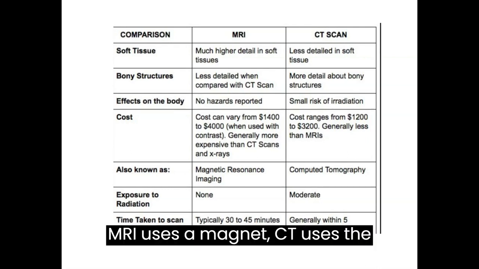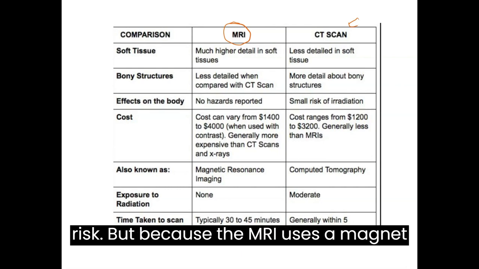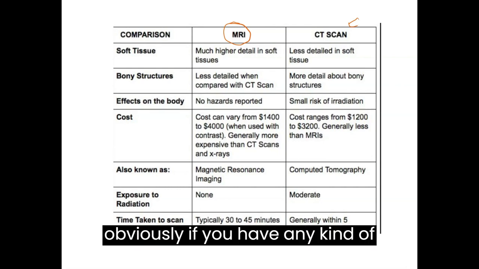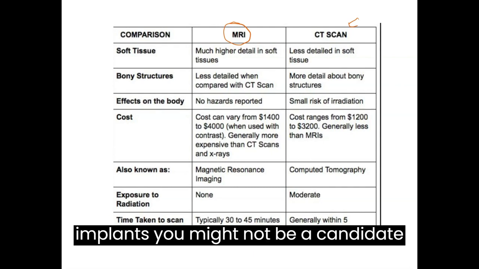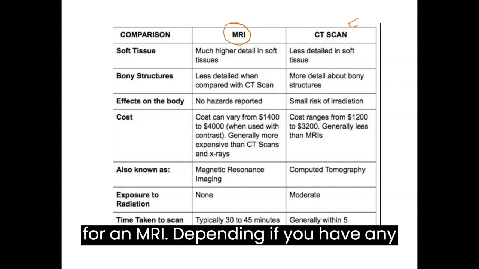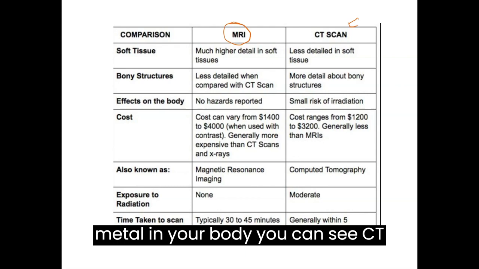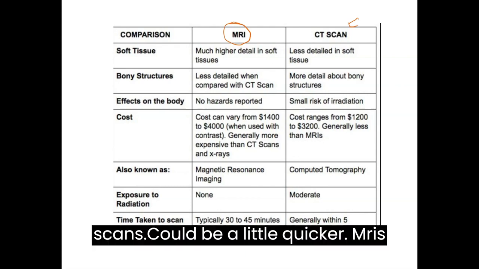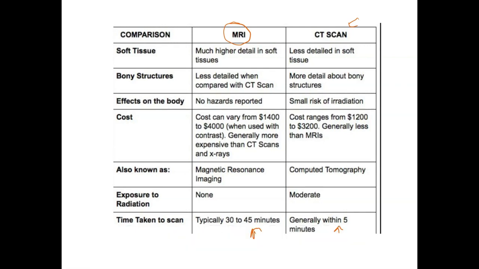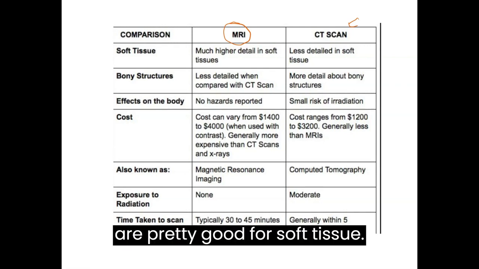The MRI uses a magnet, CT uses radiation, so there's a slight difference in risk. But because the MRI uses a magnet, obviously if you have any kind of implants, you might not be a candidate for an MRI, depending on whether you have any metal in your body. CT scans can be a little quicker, MRIs take a little longer, and they can be really, really loud. But both of them are pretty good for soft tissue.